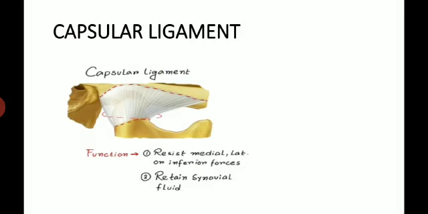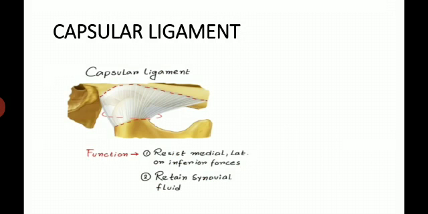Next, we will read about the capsular ligament. The entire TMJ is surrounded and encompassed by the capsular ligament. The fibers of the capsular ligament are attached superiorly to the temporal bone along the border of the articular surface of the mandibular fossa and articular eminence. Inferiorly, the fibers of the capsular ligament attach to the neck of the condyle. The capsular ligament restricts any medial, lateral or inferior forces that tend to separate or dislocate the articular surfaces. One significant function is that it encompasses the joint, thus retaining the synovial fluid.